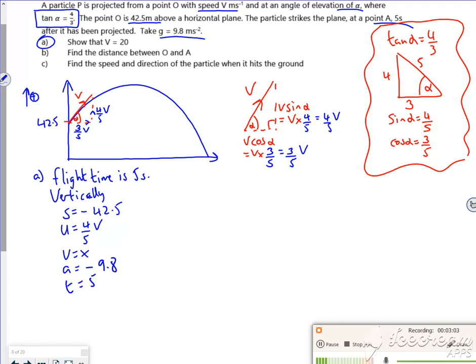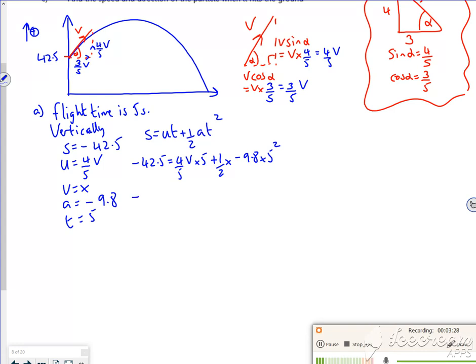And t is 5. So the equation without v is s equals ut plus 1/2 at squared. So minus 42.5 is 4/5 of v times 5 plus 1/2 of minus 9.8 times 5 squared. So all I've done is put the information in. So minus 42.5 is 4v. The calculator says that 1/2 of minus 9.8 times 5 squared is minus 122.5. So if I add on the 122.5, I've got 80, that's 4v. So 20 is v, which is what I wanted to show. So that's quite nice, using the flight time.